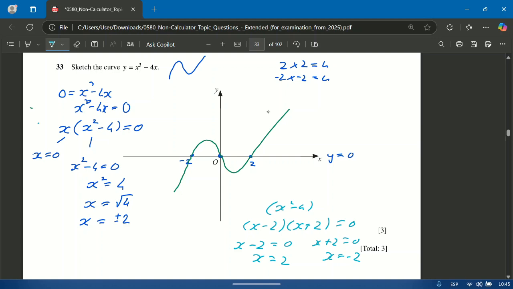If at any point you're not sure about the curves, you can always just substitute a value in there. Let's make x 1, for example. If we put 1 in there, you get y equals 1 cubed minus 4 times 1. 1 cubed is 1, 1 minus 4 is minus 3. So that means if x is 1, y would be minus 3. So you know it has to go down. It has to be in the 4th quadrant there. Same if you substitute a minus 1 in there, you'll get 3. So you know it needs to be in the 2nd quadrant there. But that's it. Not difficult.